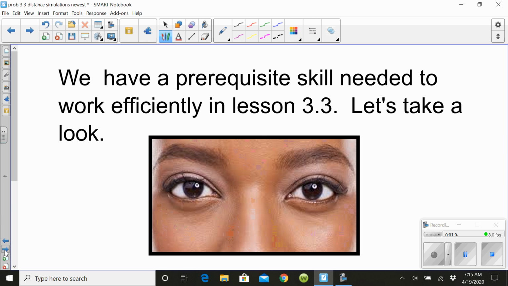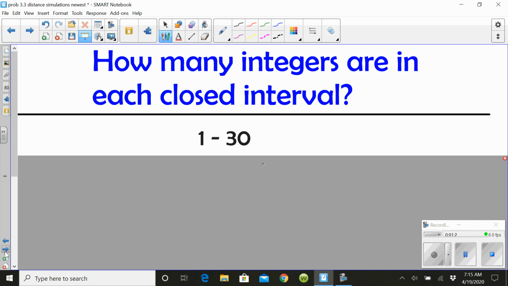So in order to get started here, there is one kind of mathematical prerequisite skill, a pre-requirement skill that we need to be able to work through the problems in this lesson. So I want to take a look at that real quick.